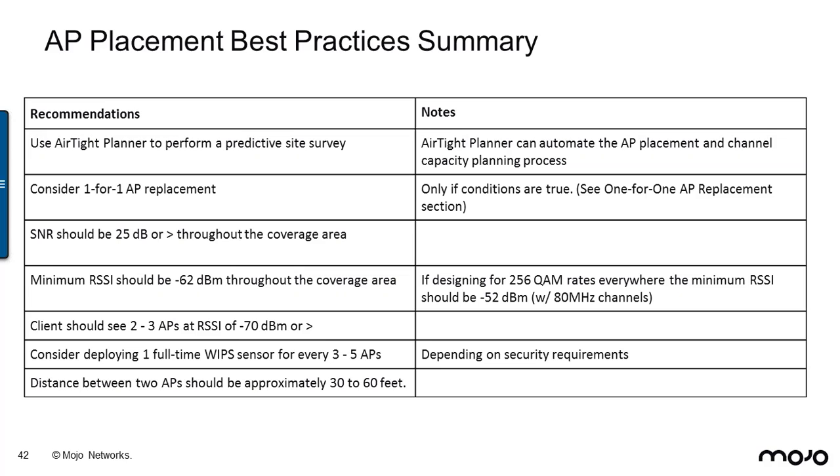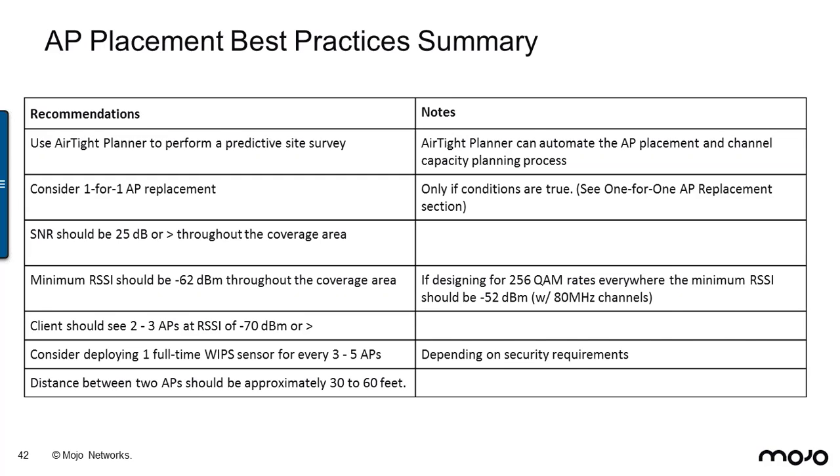SNR, throughout the deployment, signal to noise ratio 25 dB or greater, and min RSSI. We used to design for negative 65, right? And that was kind of common for a long time to support voice. Negative 70, 72 if you didn't really have to support voice everywhere. But now we're saying negative 62. And that's basically because with wider channels, when you use 80 megahertz channels, your SNR requirements are higher. So even if you're not designing for 256 QAM everywhere, if you're designing for 64 QAM everywhere, you still want to go to better signal everywhere to support the wider channels.